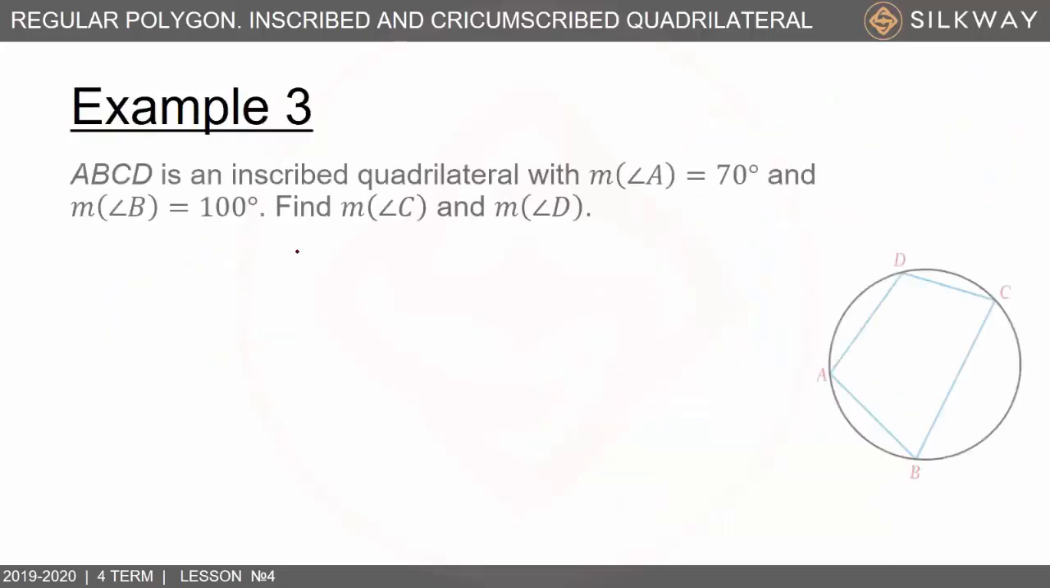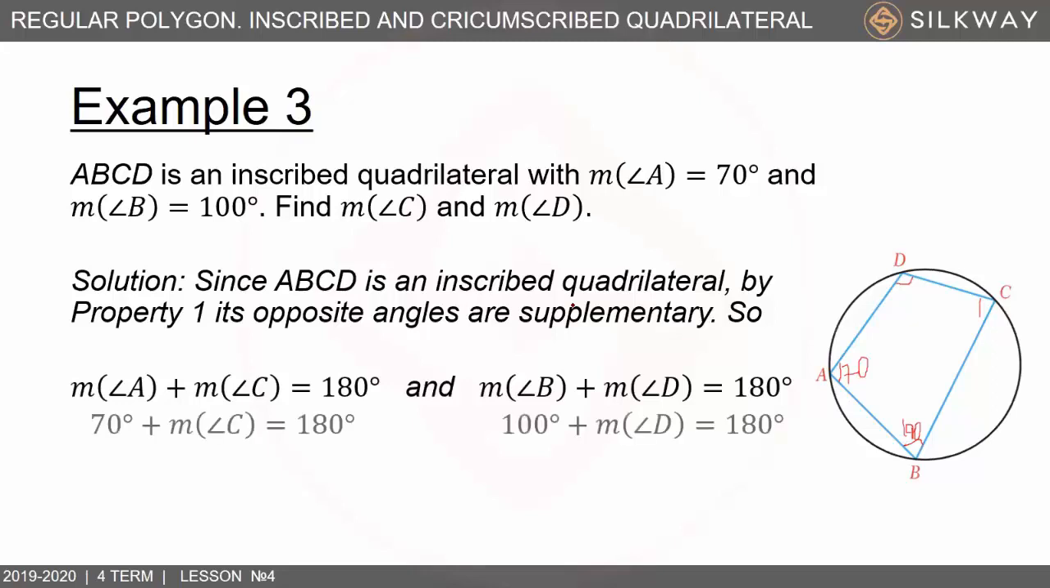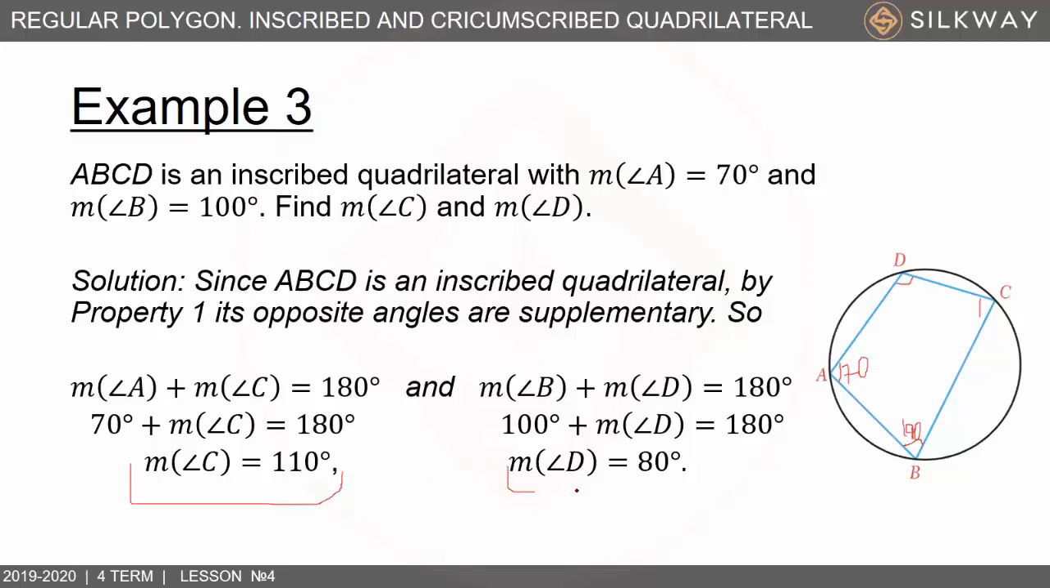Example number 3. ABCD is an inscribed quadrilateral with the measure of angle A 70 and the measure of angle B 100. And we must find the measure of angle C and D. If we use the property from the last slide, we can find this easily, yes? Here the measure of angle C is 110 and the measure of angle D is 80.